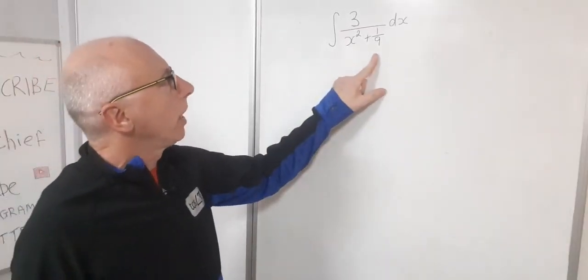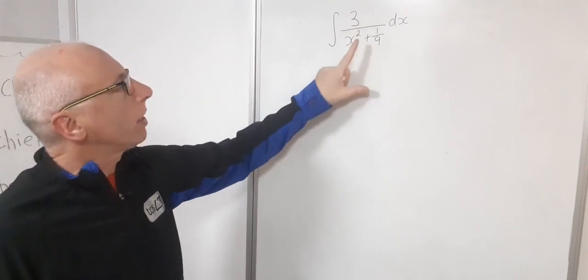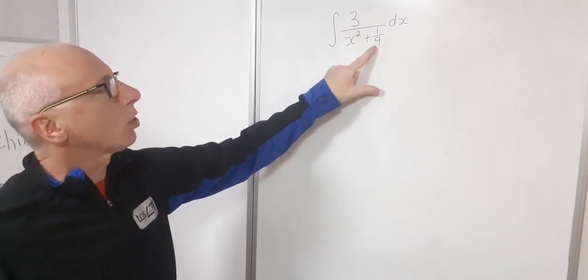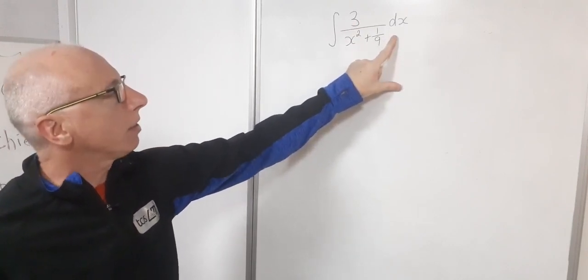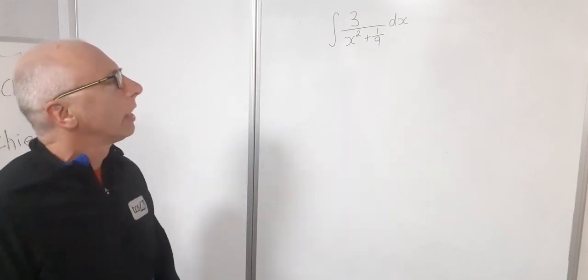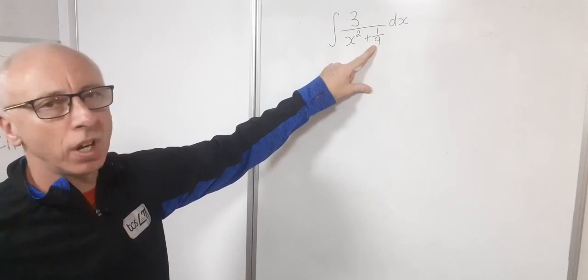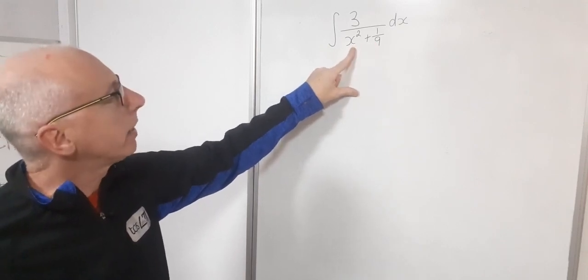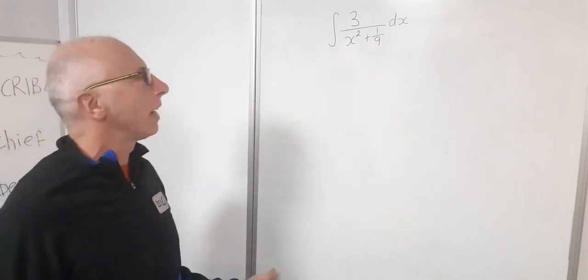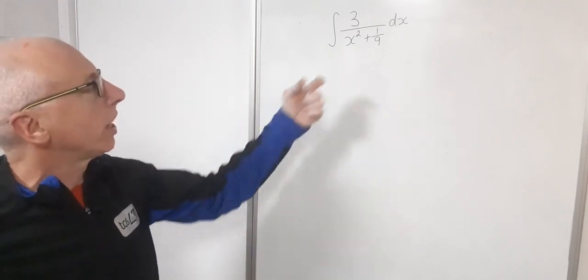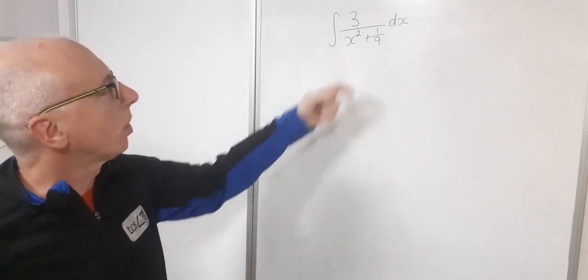Okay, so we've got an integral here. We're just trying to integrate 3 divided by x squared plus 1/9 with respect to x. Now, there's some sort of relationship here between the 3 and the 1/9 and the x squared, but I'm not sure what that is yet. So I'm just going to do some simplification here and see what we can come across.